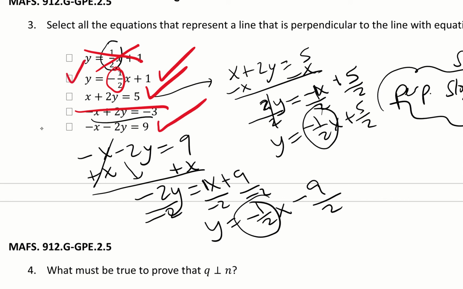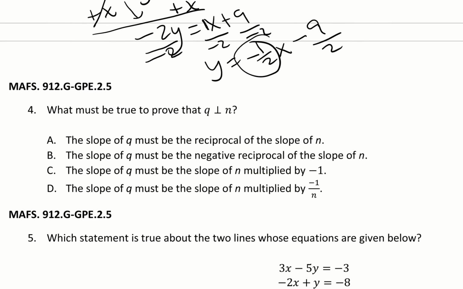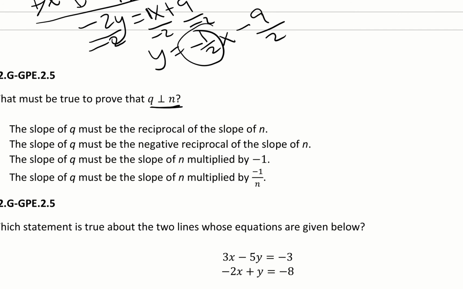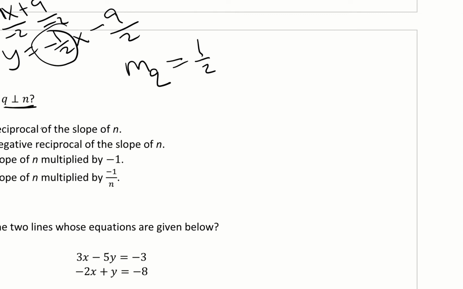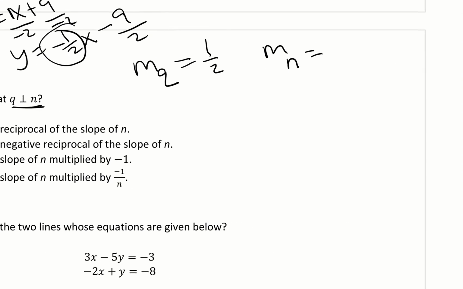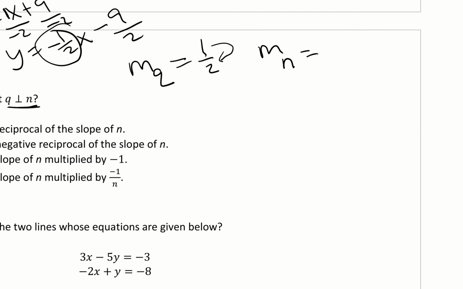Okay, so we got those 3 answers. Now, what must be true to prove that Q is perpendicular to N? So remember that if I know the slope of Q is, say, 1/2, then the slope of N has to be the opposite reciprocal for it to be perpendicular, right? So I need to flip these and then change the sign from positive to negative. That's what I need to do if I want to find the perpendicular slope.